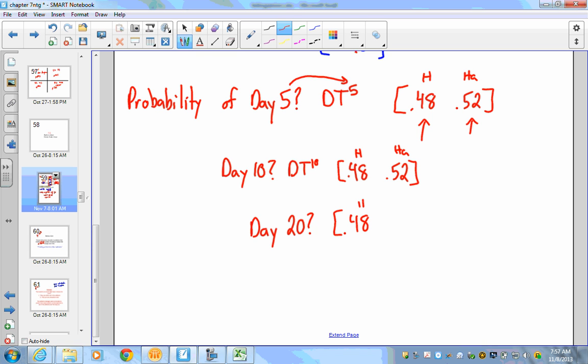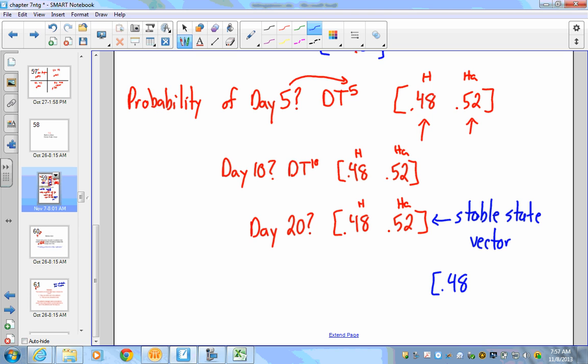What happens is that your numbers eventually start stabilizing, and when they do, it is called the stable state vector. Basically, we have gotten to a point where our numbers never change. So if the question was, what is the stable state vector of this problem, you would say it was 0.48 and then 0.52, because these numbers never change. So that's how you figure it out. Let me know if you have any questions. Thank you.